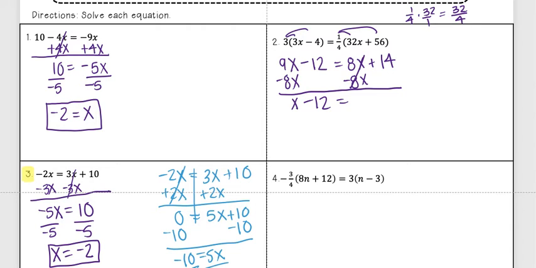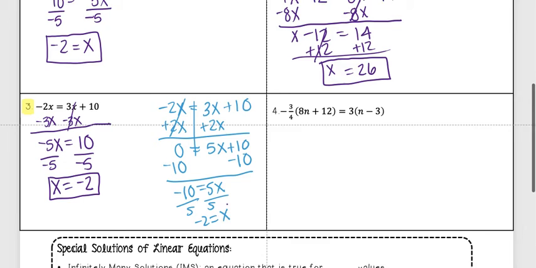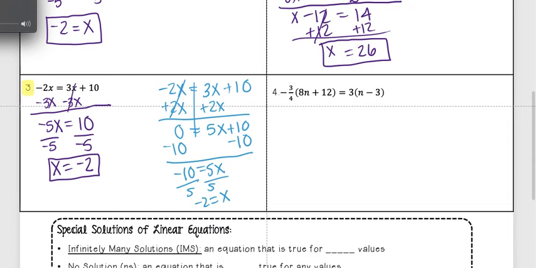So now I have x minus 12 is equal to 14, since those cancel each other out. And then I'm going to add 12 to both sides. And so I get x is equal to 26. Okay, go ahead and pause the video and try doing number 4 on your own.